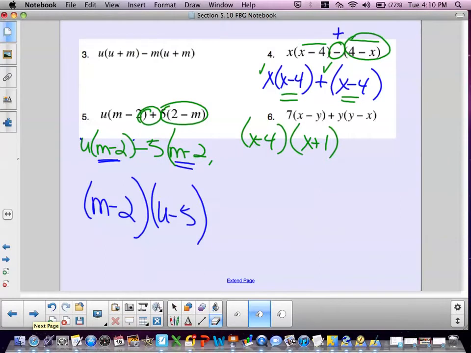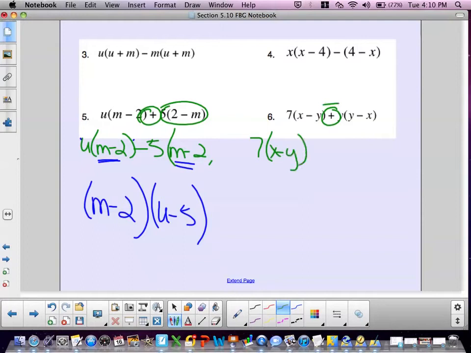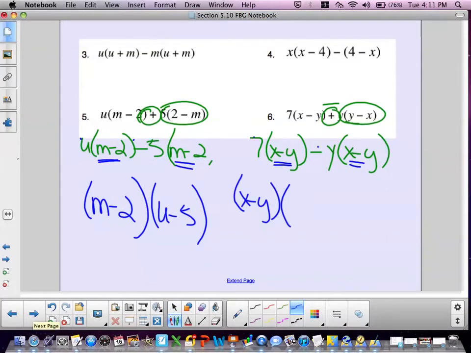Let's do number 6 this way. The two terms are connected by the operation addition. If I change the operation to subtraction, it allows me to rewrite y minus x as x minus y. And now when I'm factoring, I have the common term of x minus y, and then what's left behind is 7 minus y. Just a faster way to get the same result.